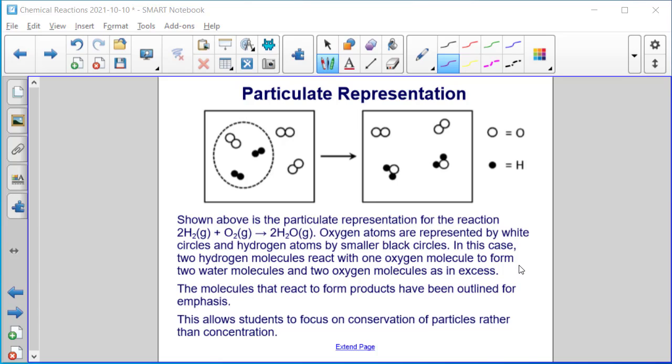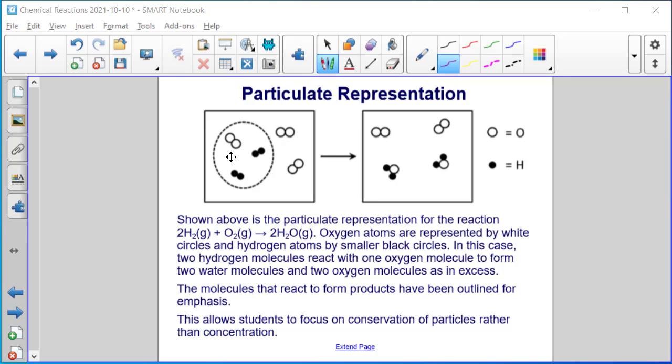All right, so shown above is a particulate representation of the reaction that happens when 2 hydrogen molecules react with an oxygen molecule to produce 2 water molecules. The oxygen atoms are represented by white circles, so these are oxygen, oxygen, oxygen, and the hydrogen atoms by smaller black circles. So in this case, we need 2 hydrogen molecules to react with 1 oxygen molecule. That's why we have this dashed circle around it. So these will react. And what happens?